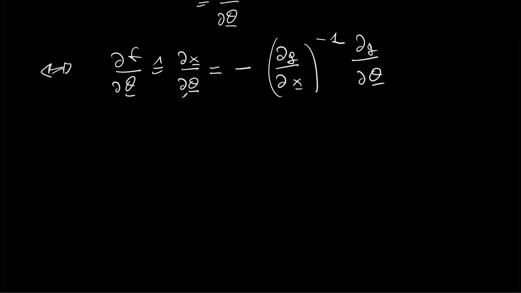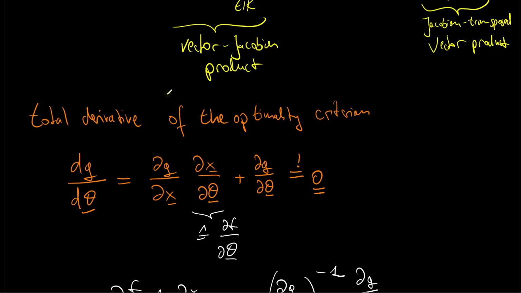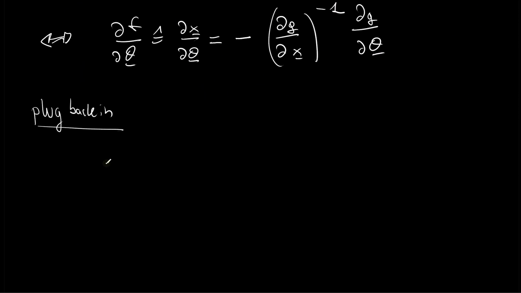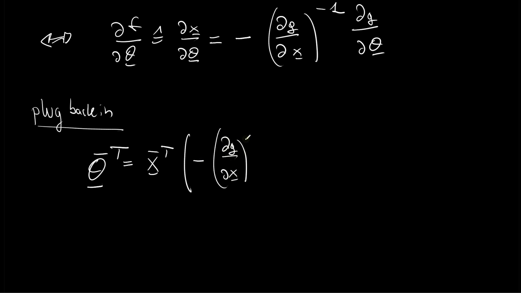Okay, now having found this expression, let's plug it back in. And by plug back in, I mean the general definition of the vector-Jacobian product. And then we see that theta bar transpose is given as x bar transpose multiplied with that expression, so minus dg with respect to x in brackets inverse times dg with respect to theta, closing brackets.